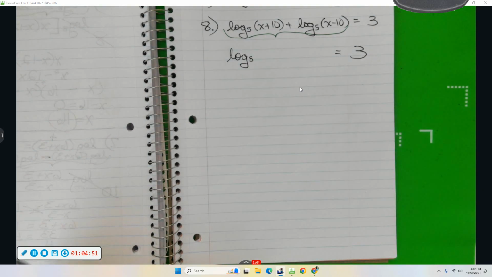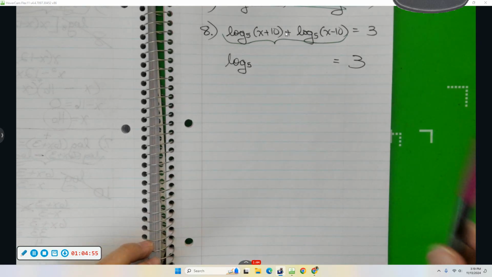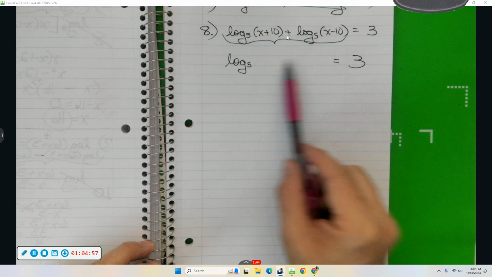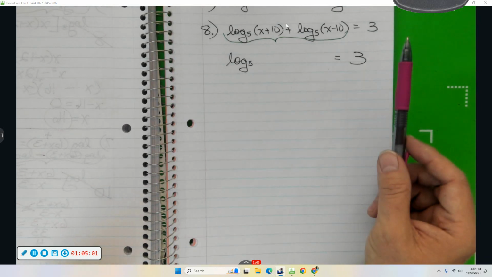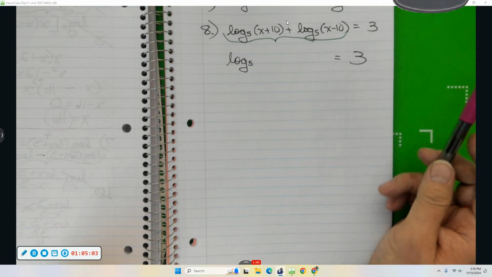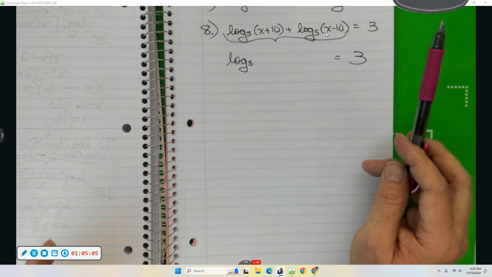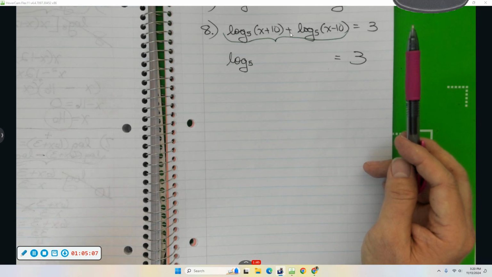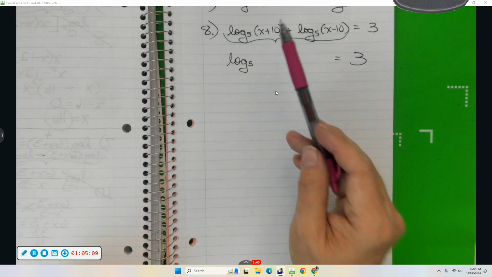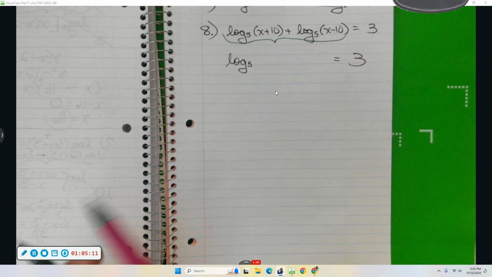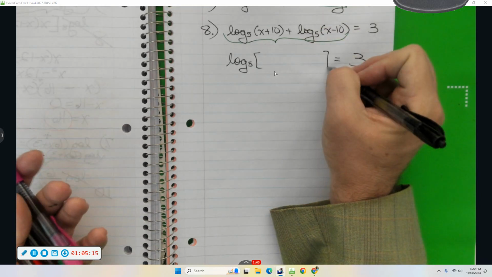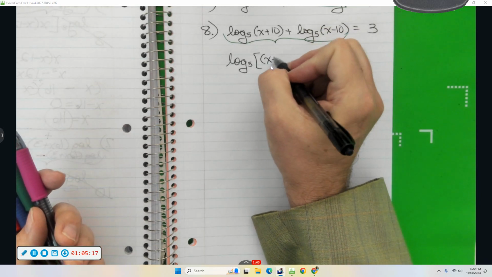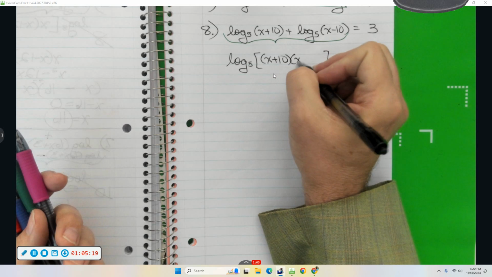Here goes. We're condensing logarithms. First question, do I need a fraction bar? No, we're not dividing. If you're not dividing, there's only one other thing you can do to arguments. What is it? Multiply. You're going to have to multiply x plus 10 times x minus 10.